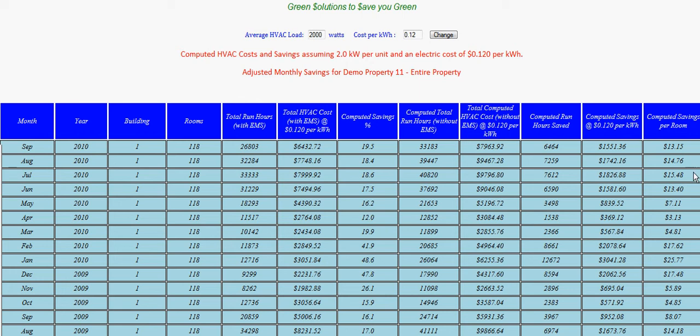As you can see in the report, summer savings and winter savings are higher than in spring and fall, which is what you would expect. This is a particular month. At the bottom of the report is another chart similar to this one that shows the annual savings per room per month for that particular property.